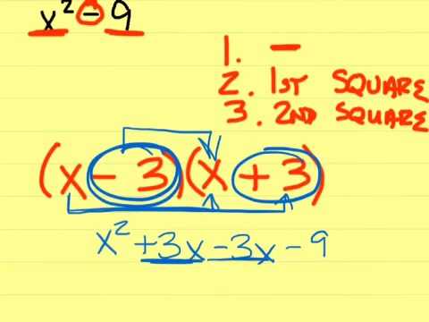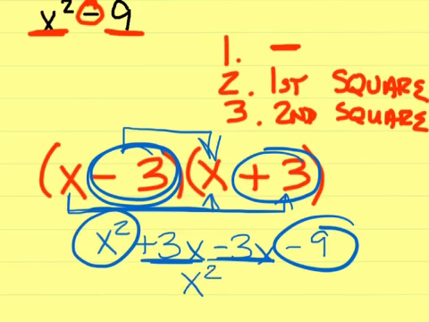Now go back and simplify. You have 3 x's and you're taking away 3 x's. How many are left? 0. So the only two terms that are left are x squared and minus 9. So it does work out. This is your final answer. X minus 3, x plus 3.